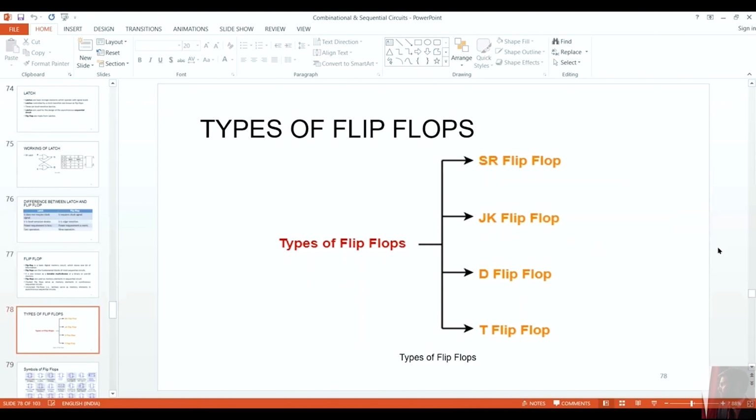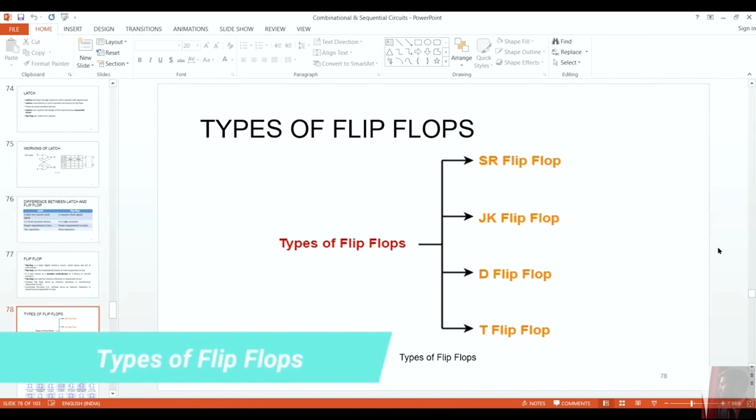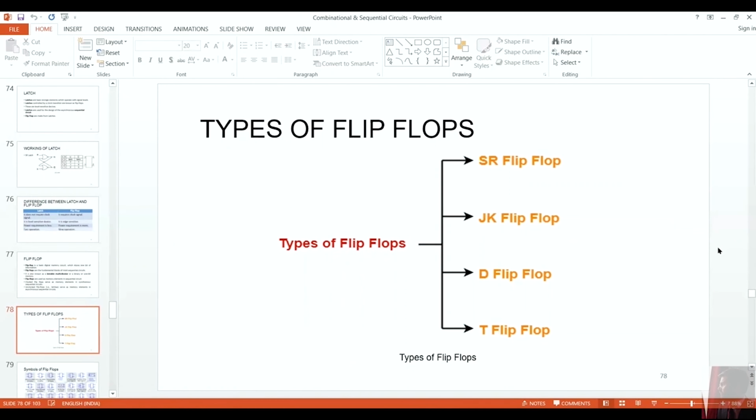Remember, if no clock is given, the memory would be stored, but once a clock is given, the memory would be gone. So they are temporary storage. Please remember, they're not permanent storage, but they're temporary storage elements.